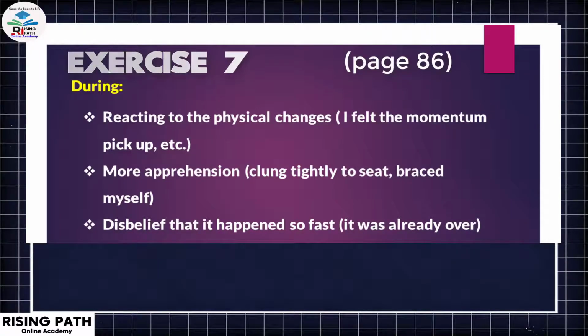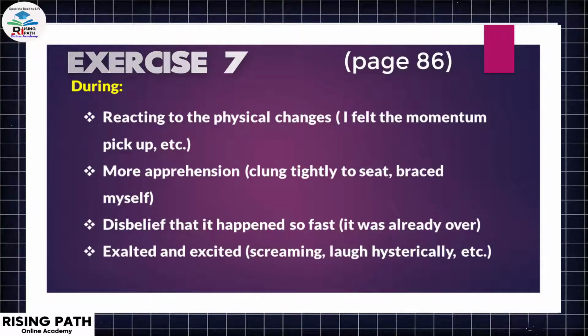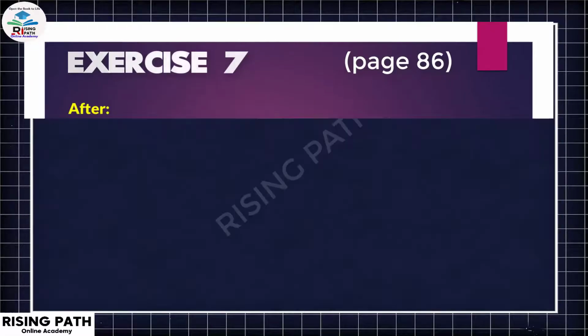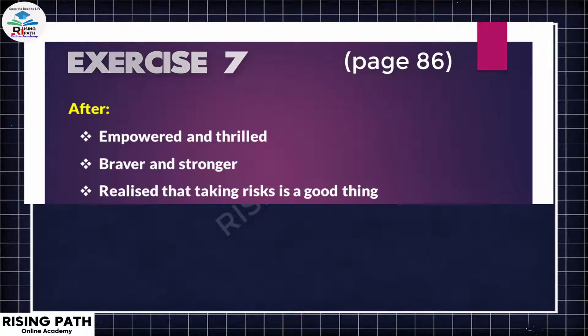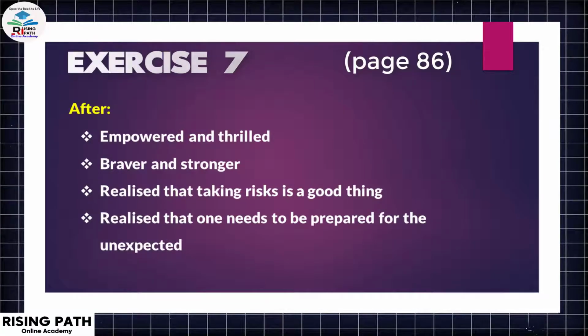Then the next point that we have underlined and written: disbelief that it happened so fast, it was already over. Then exalted and excited, screaming, laughing hysterically, and more confident. The last portion of the summary was the writer's changing feelings after the roller coaster ride: empowered and thrilled, braver and stronger, realized that taking risks is a good thing, realized that one needs to be prepared for the unexpected. So now we have collected the points, and we are going to arrange them coherently using our own words as far as possible.